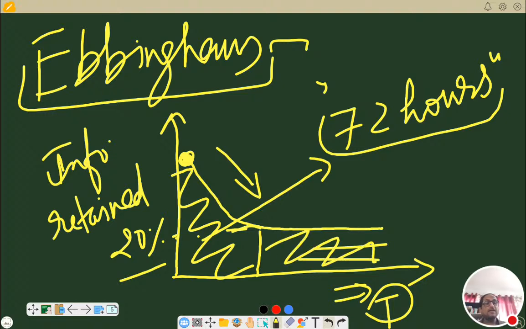Where did we use it? In eyewitness memory. Where can we use it for our study purpose? Whenever you study something, try to revise it. When people ask me how many hours to study, I just tell them one thing: it is not about how many hours you are studying. Suppose you are studying for 8 hours. But whatever information you have studied, first and foremost, you have to give your 100% attention. If you give 100% attention and you use this theory, what is this theory?